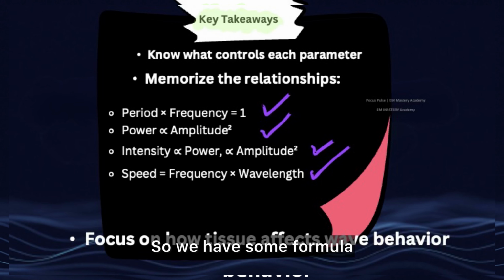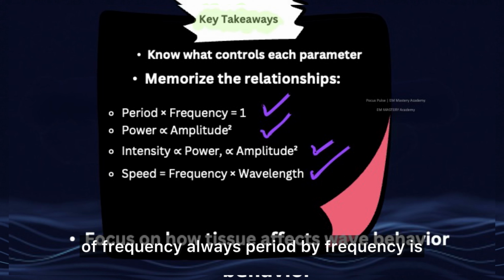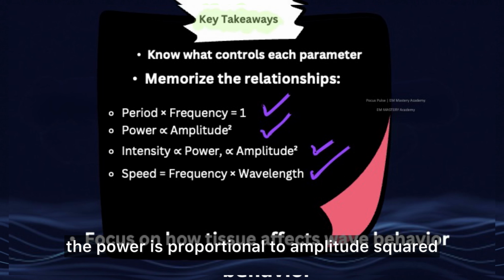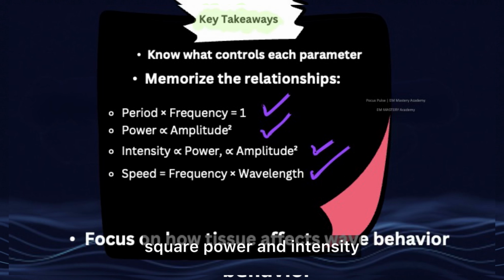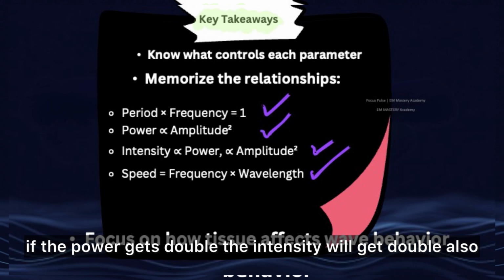So we have some formulas that we need to remember. About period and frequency: period times frequency is always equal to 1. Period and frequency are the flip side of each other. Power is proportional to amplitude squared, and intensity is also proportional to amplitude squared. Power and intensity are linked to each other directly. Like, if the power doubles, the intensity will double also.